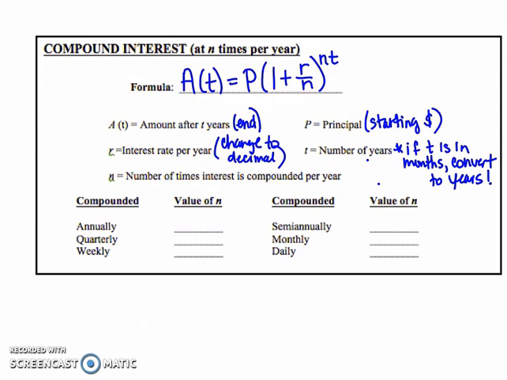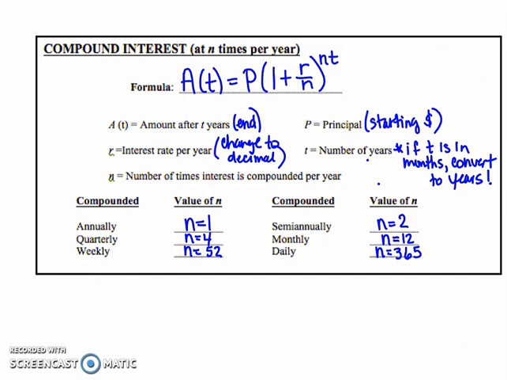And then n is the number of times the interest is compounded per year. So that's a critical part of the problem, and they have to tell us that information. If they say that the interest is compounded annually, then that just means that n is 1. If they say it's compounded quarterly, that would be 4 times a year. There's 4 quarters in the year, so n is 4. Weekly, well, there's 52 weeks in a year, so that would be 52. Semi-annually, you sometimes hear semi-annually, is twice a year. Monthly, obviously, would be 12 times a year, and daily would be 365 times in a year. You don't have to do 365.25. You can just do 365.